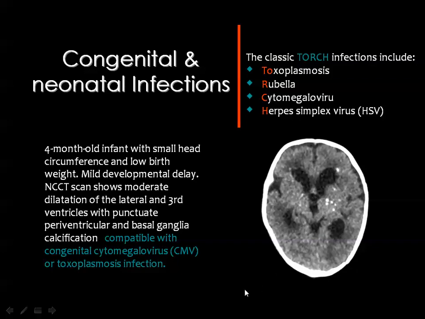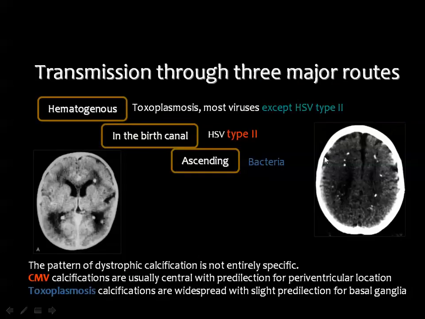And whenever you see this appearance, you assume you are dealing with a congenital intracranial infection, one of these four categories. Then we should know that the toxoplasma and most of the viruses, except the herpes simplex type 2, are usually transmitted through the blood by hematogenous transmission. Then the herpes simplex type 2 is usually transmitted in the birth canal, and most of the bacteria are transmitted by ascending infection.